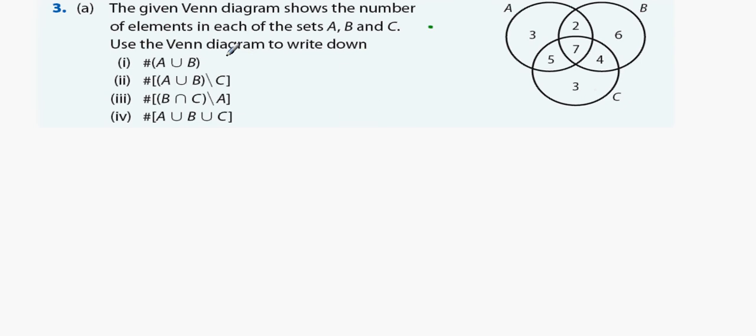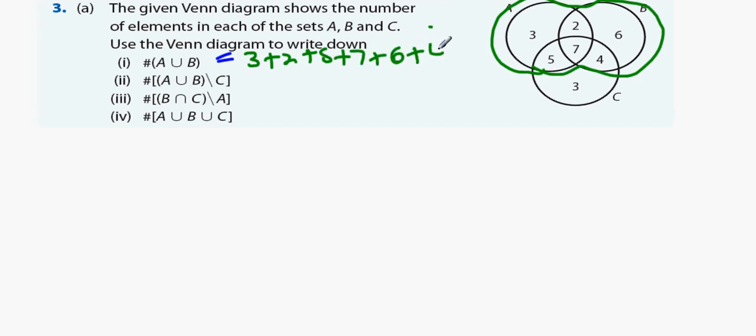So for A union B, that's everything in A union B. What we've got to do is add all these together. So we're going to get 3 plus 2 plus 5 plus 7 plus 6 plus 4. So please remember to add them together. That gets you 27. So that was the answer in the back of the book there. Just double check with the back of the book to make sure you're on the right procedure.